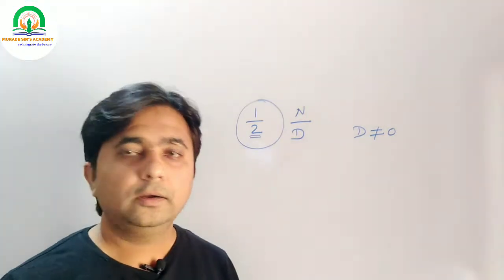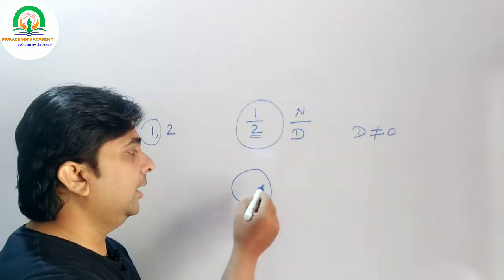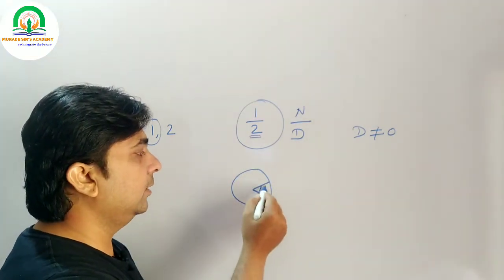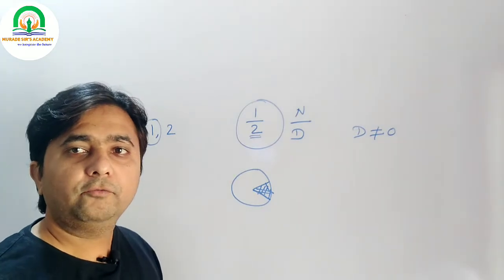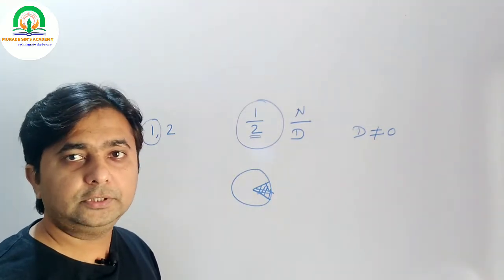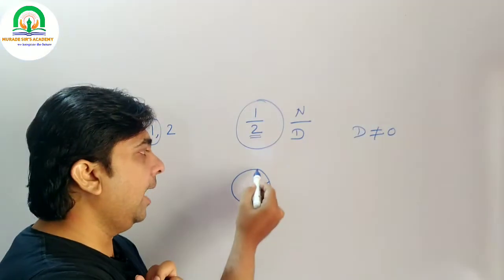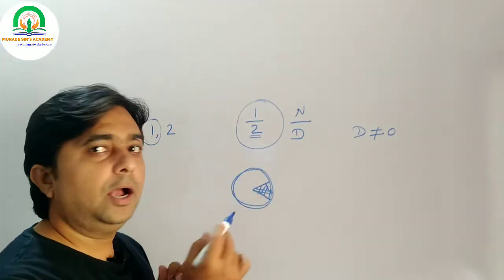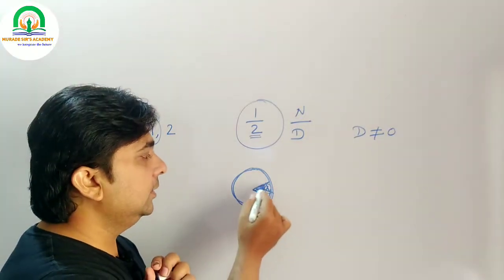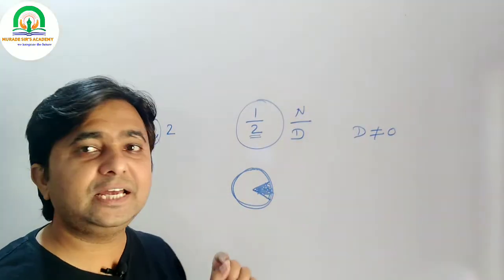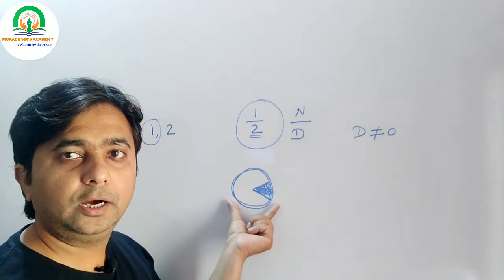Okay, this is an apple, and I eat some portion of this apple. It means I eat a fraction of the apple. I took some part from the whole apple, so this is a fraction part of this apple. Okay, understood?